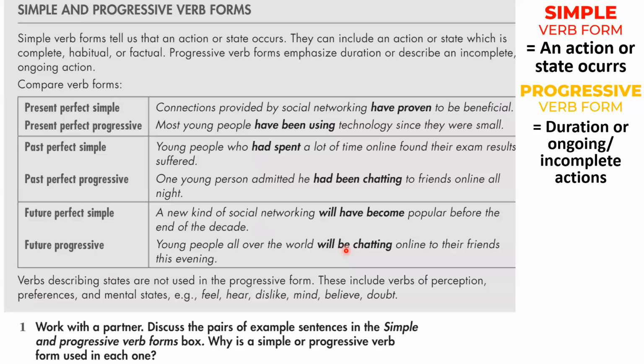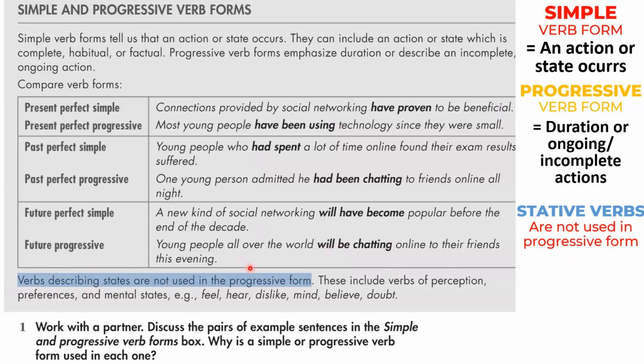Now, something very important is that verbs describing states are not used in progressive form. Stative verbs are not used in progressive forms. Verbs like the ones that give us perception, preferences, and mental states. A mental state could be how you feel, what you hear. Perception will be verbs like hear, believe. Also with preferences, when you say like, dislike, love, hate, all right? With your preferences, you cannot use the progressive form. You have to use the simple form, all right?